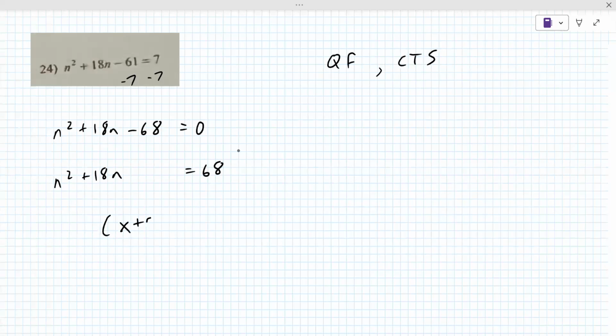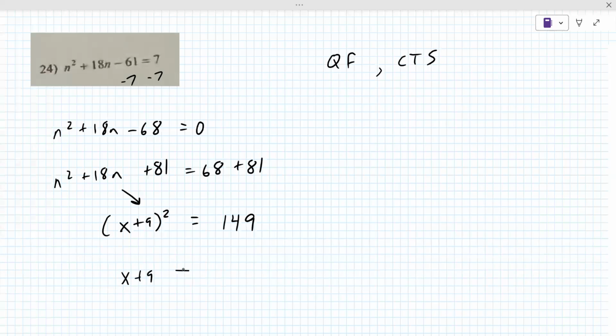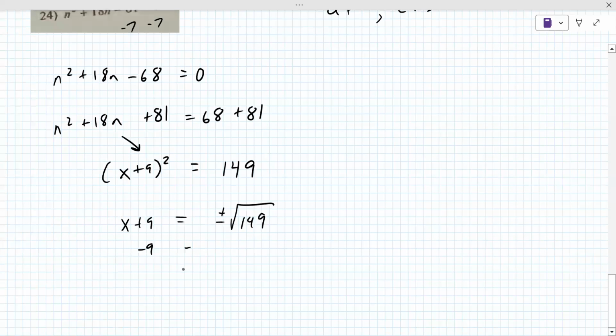It's x plus 9 squared, and then plus 81, plus 81. So that becomes 149. And you take the square root of both sides. So x plus 9 equals plus or minus the square root of 149. And then you subtract 9. So x equals minus 9 plus or minus the square root of 149.